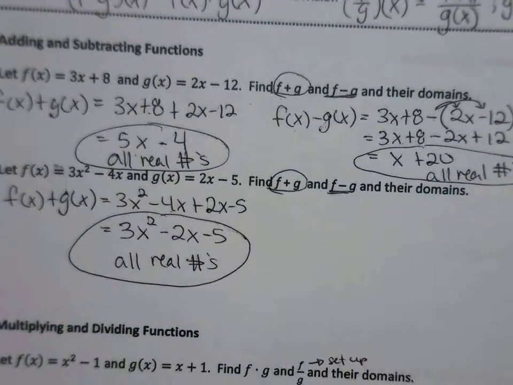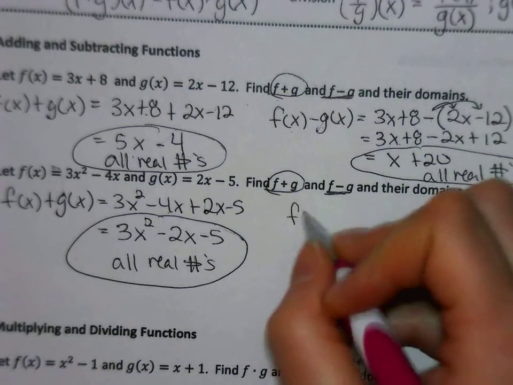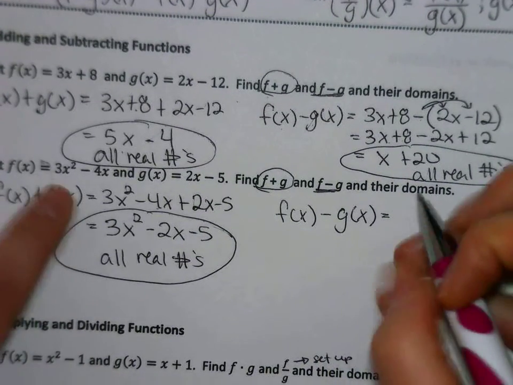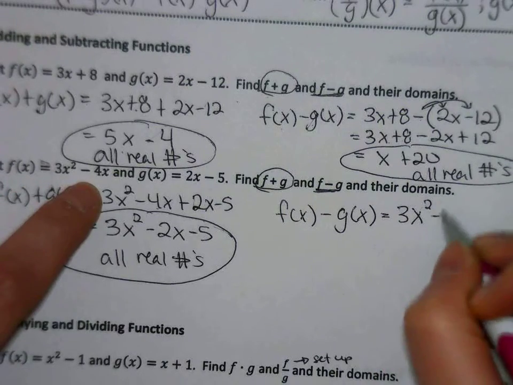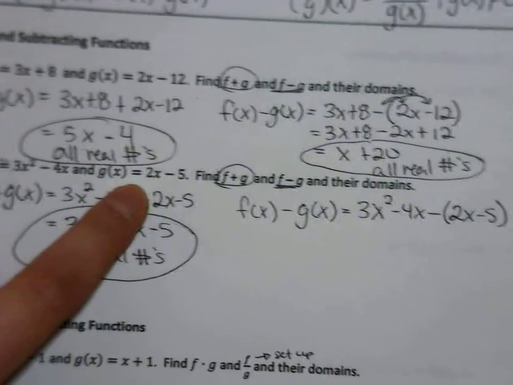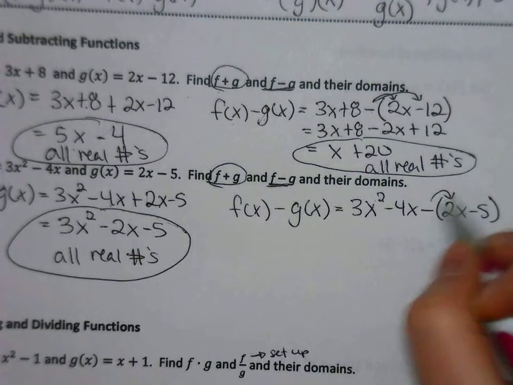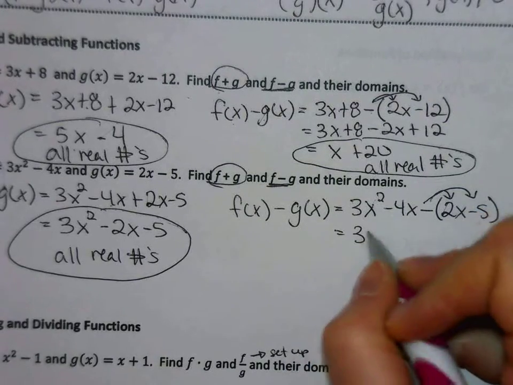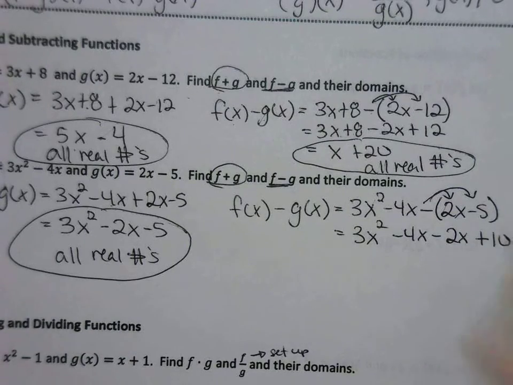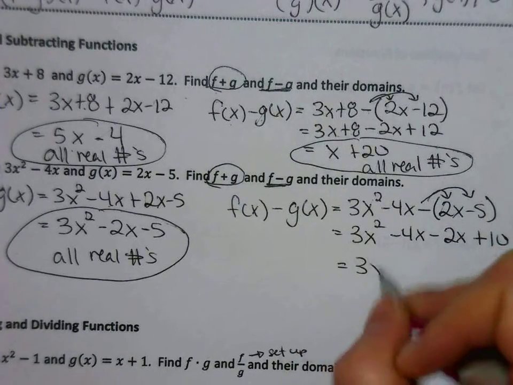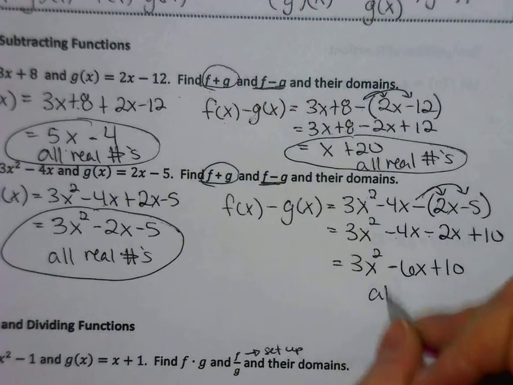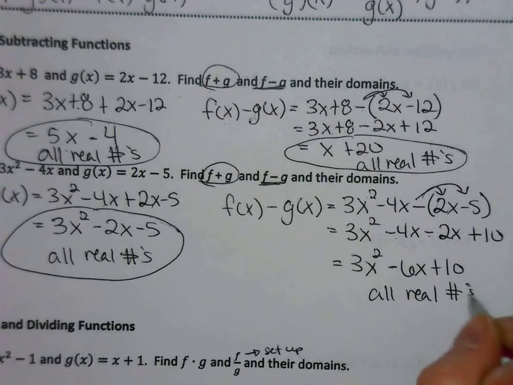So let's take a look at subtracting f and g. f of x minus g of x is going to equal f of x, which is 3x squared minus 4x, subtracting all of 2x minus 5. If we distribute our negative 1, this becomes 3x squared minus 4x minus 2x plus 10. So 3x squared, negative 4x and a negative 2x become a negative 6x, plus 10. And our domain is all real numbers.